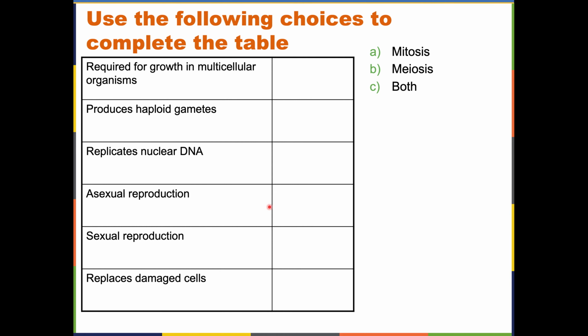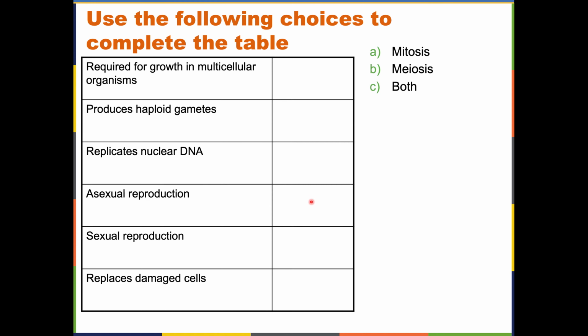Complete this table. Required for growth in multicellular organisms, the answer is A, it's mitosis. Mitosis is the process of cells dividing themselves, and what is growth? It's making more of the same. Produces haploid gametes, that's only B. Mitosis produces more of the same, it doesn't produce haploid gametes. Replicates nuclear DNA, yes, it happens for both of them. Both mitosis and meiosis involve replicating nuclear DNA.